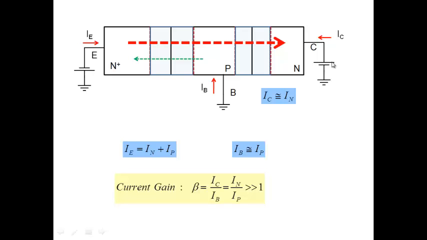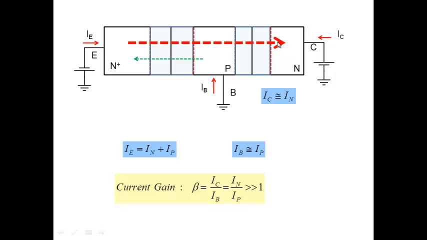Why? That's important to understand. It's not just that IC should be sensitive to emitter voltage and that will make it a transistor. There's a second condition which must be true, that IC is not sensitive to this voltage. Why? If I increase the collector voltage, what will it do?